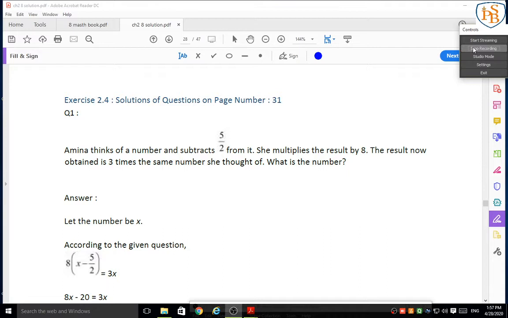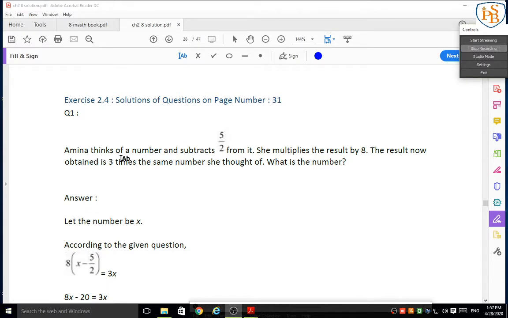Okay, I will help you to solve this exercise, but I will help you only till we find the linear equation, and afterwards you have to solve that linear equation yourself. Okay, here is question number 1.